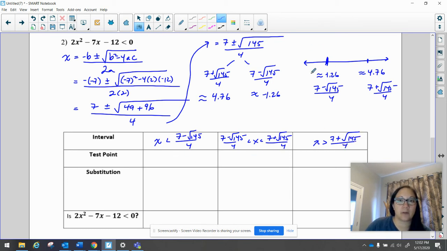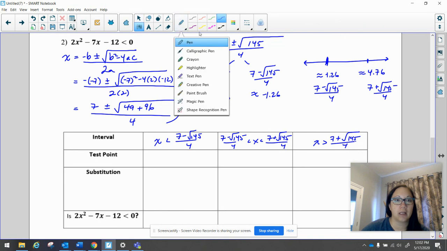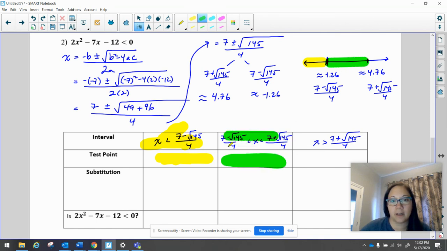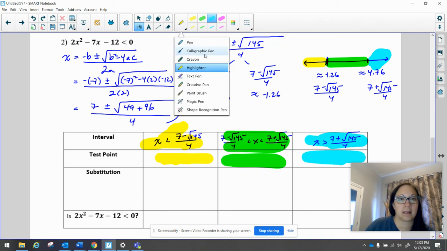So a test point in this first region. This is yellow, that means my test point has to come from the yellow region. My second interval, the middle, is this part, my test point has to come from the green area. The third interval, the blue part of my number line, that's where my test point has to come from. So that's why we needed the approximate decimals.